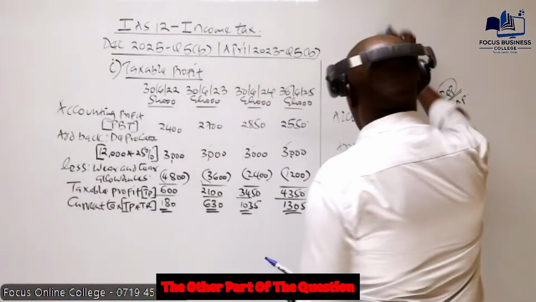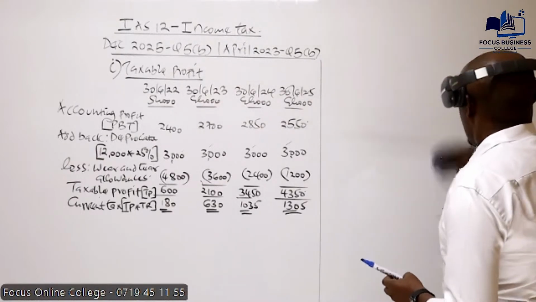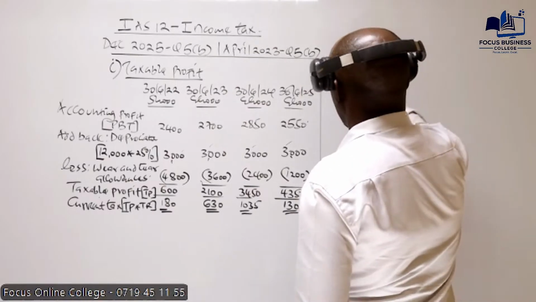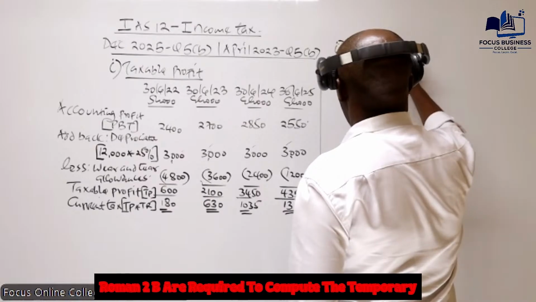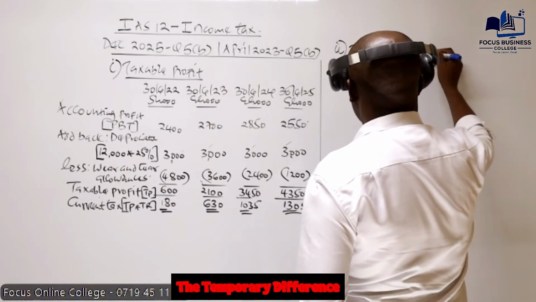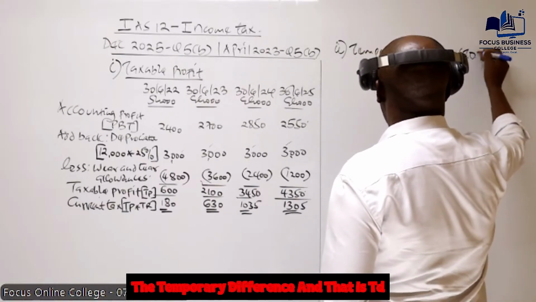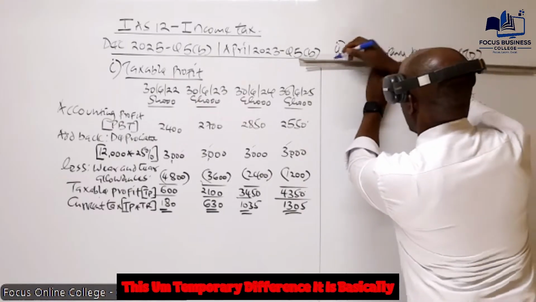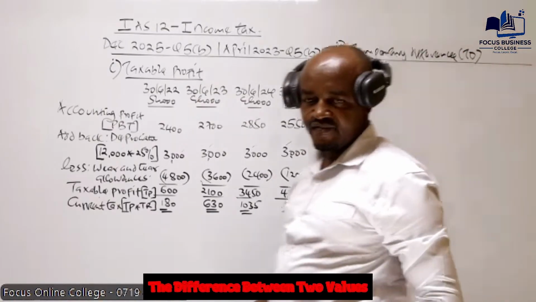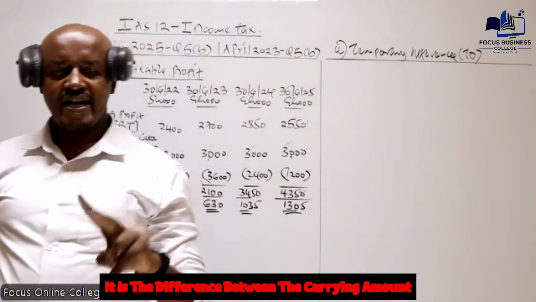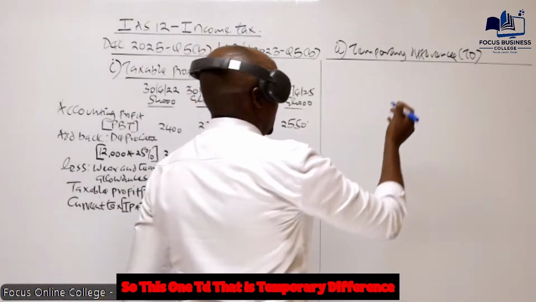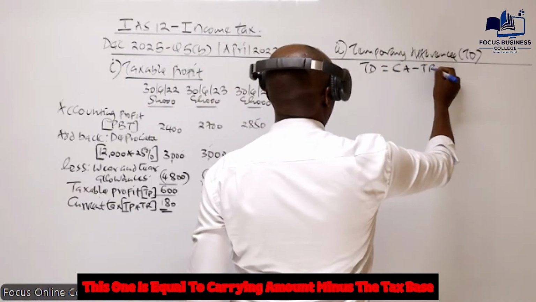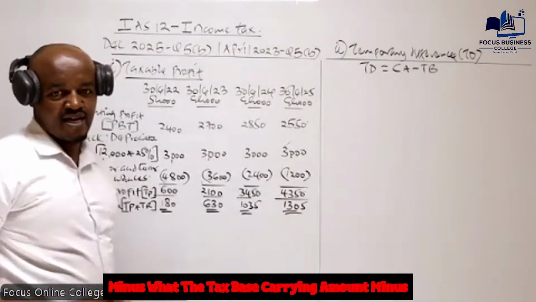Let's move to the other part of the question, Roman 2. We are required to compute the temporary difference, TD. Recall, in our previous class, we said that the temporary difference is the difference between the carrying amount and the tax base. So TD is equal to carrying amount minus tax base.